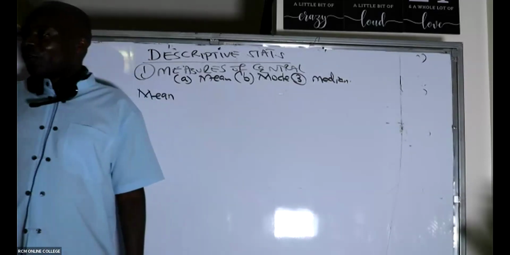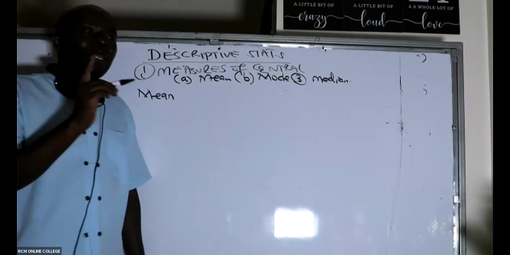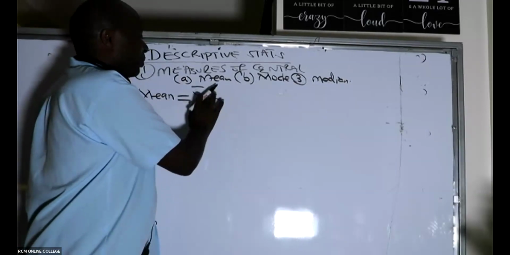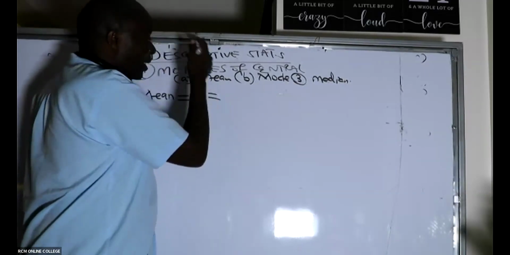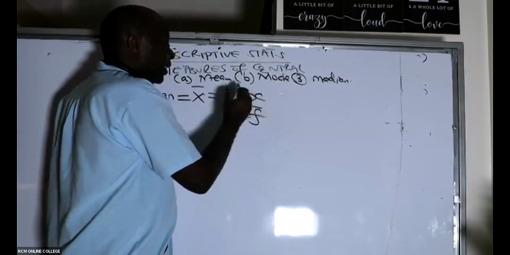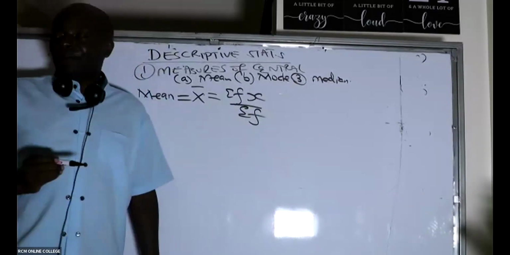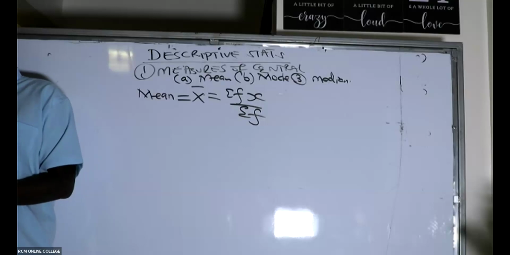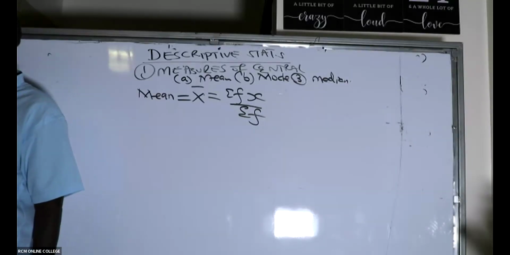Grouped data. So for us to be able to get the mean, remember, we normally use this symbol of x bar. X bar. And to get x bar, we normally take summations of fx all over summation of f. Please write down this. It's important to take your notes. Summations of fx all over summations of f.